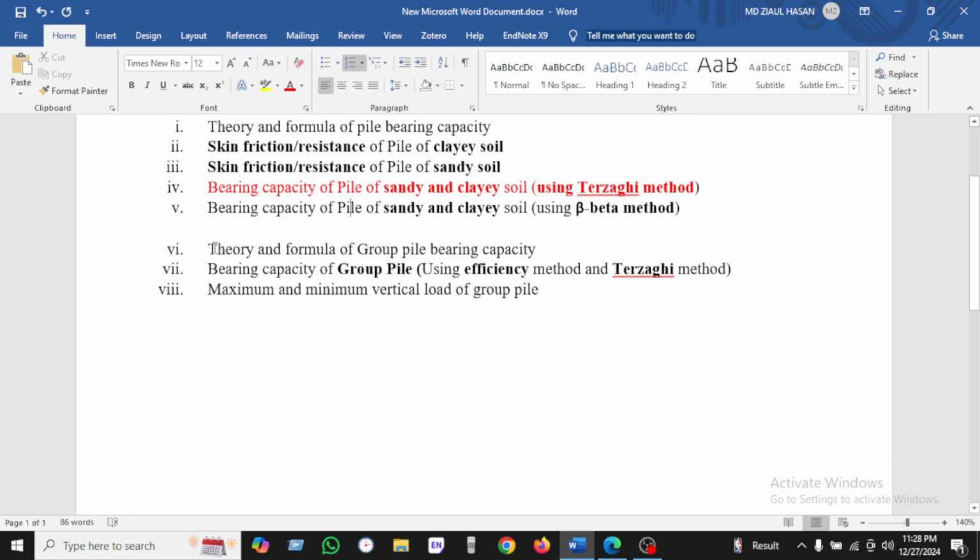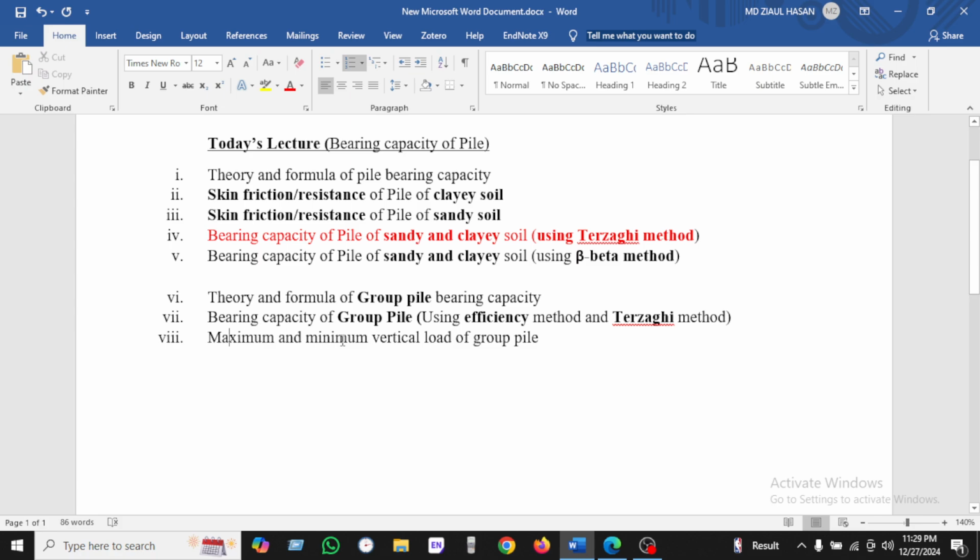And then we'll cover the theory and formula of the group pile. So this is the group pile. Group pile bearing capacity, and then bearing capacity of group pile using the efficiency method and the Terzaghi method, and we will compare which method is good. I hope that the efficiency method is good. We'll see. And the maximum and minimum vertical load of group pile.